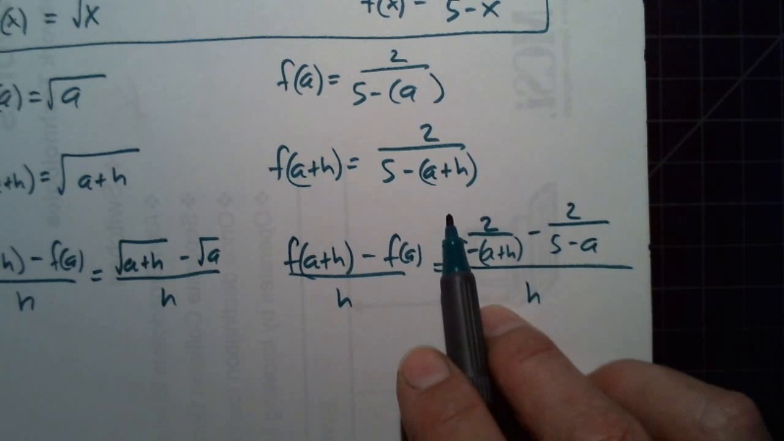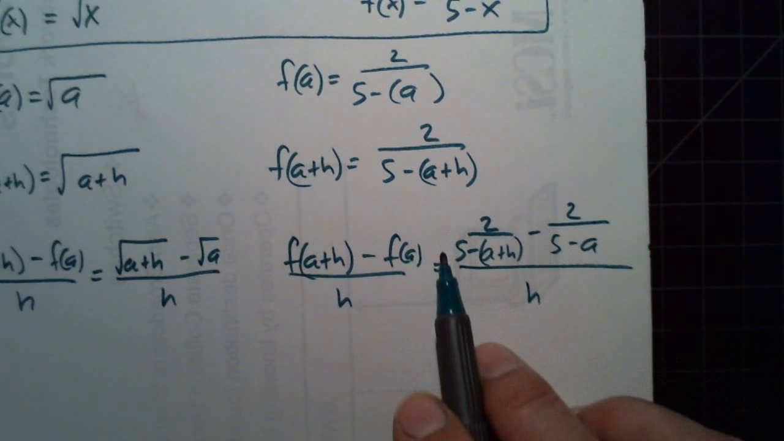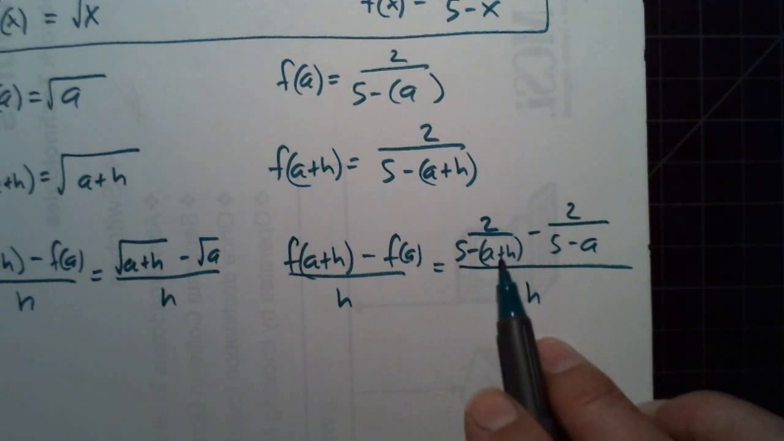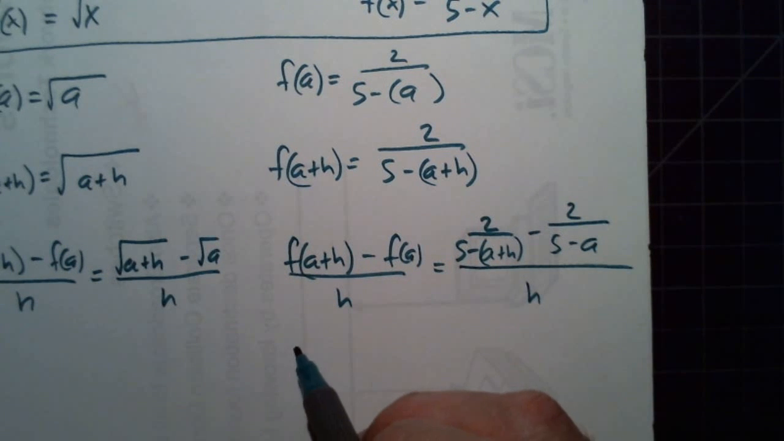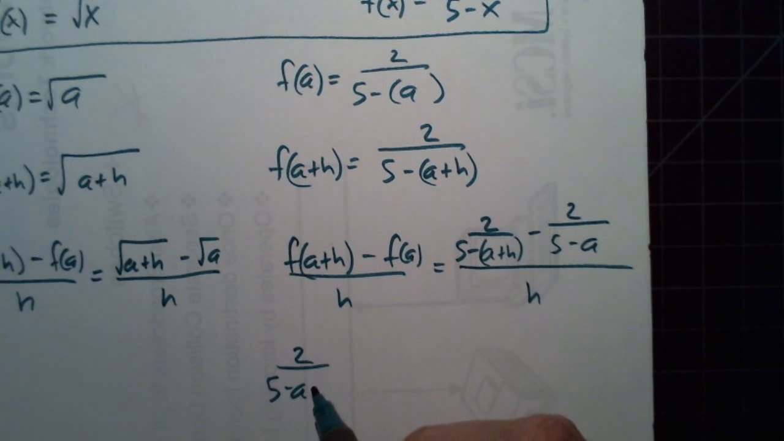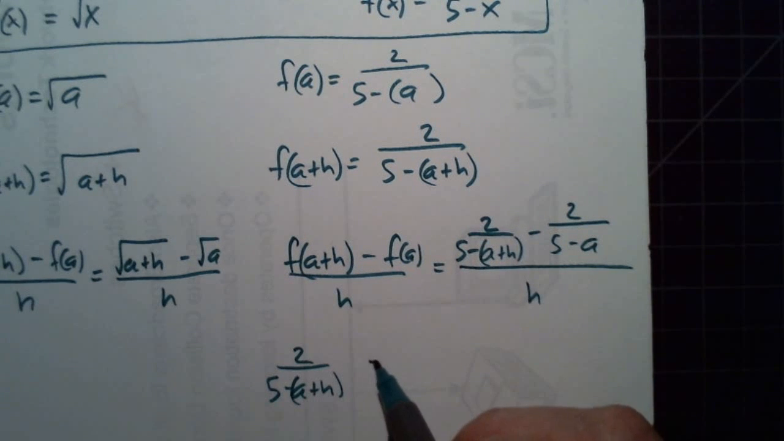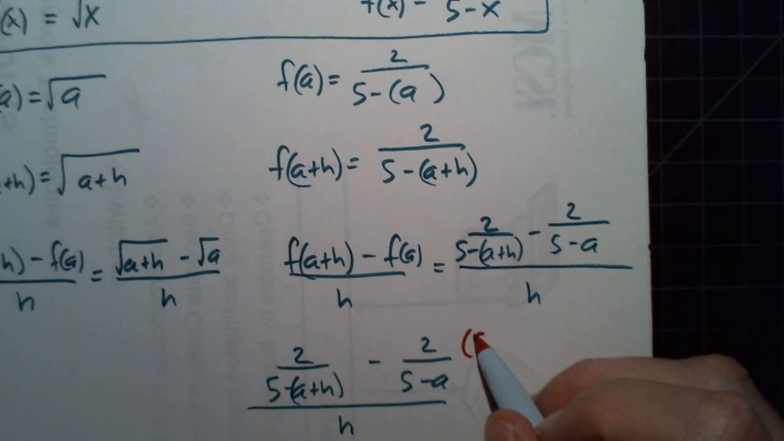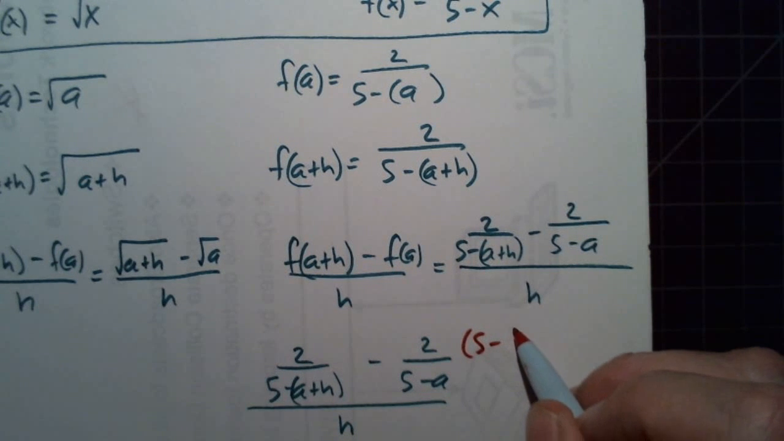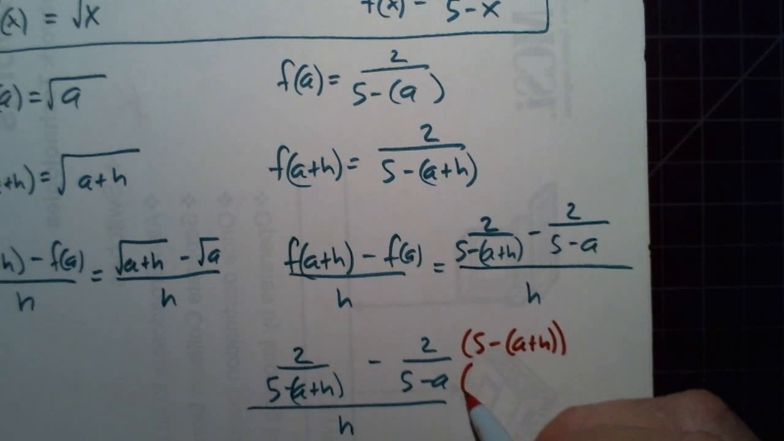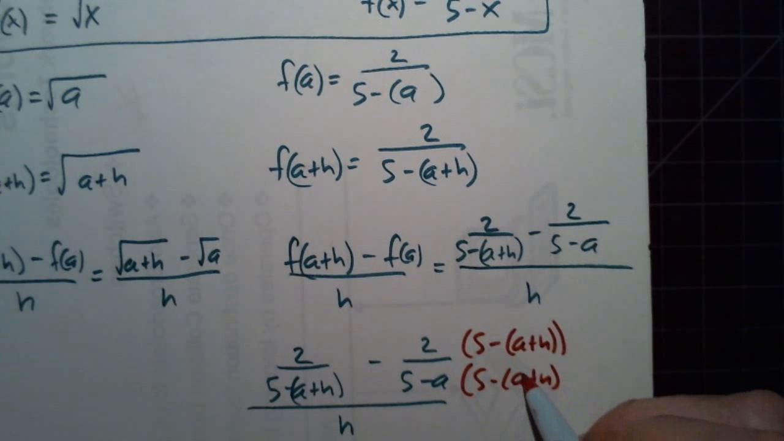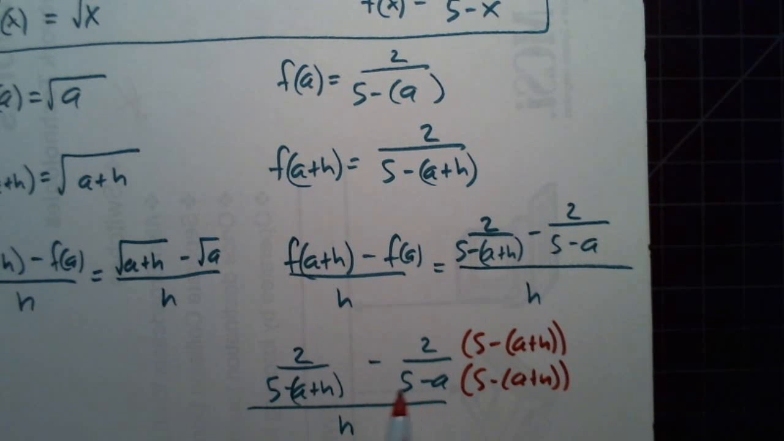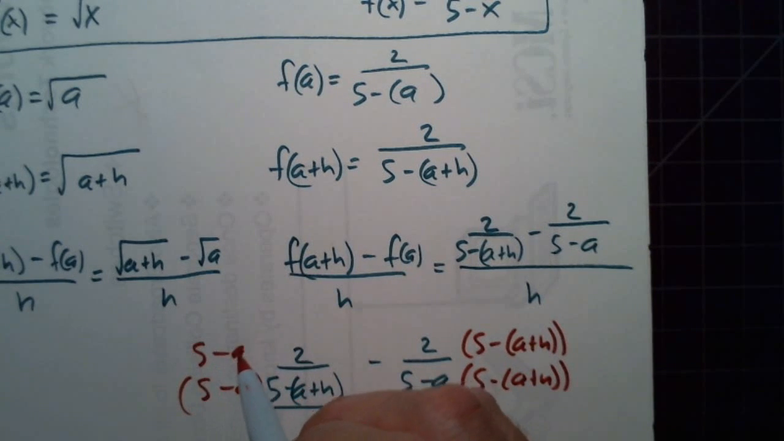We're going to multiply this fraction by 5 minus a over 5 minus a. We'll multiply this fraction by this denominator. So here's what we have so far. So let's multiply 5 minus a plus h. I'm going to multiply this denominator by that denominator, and then we'll multiply over here like that.